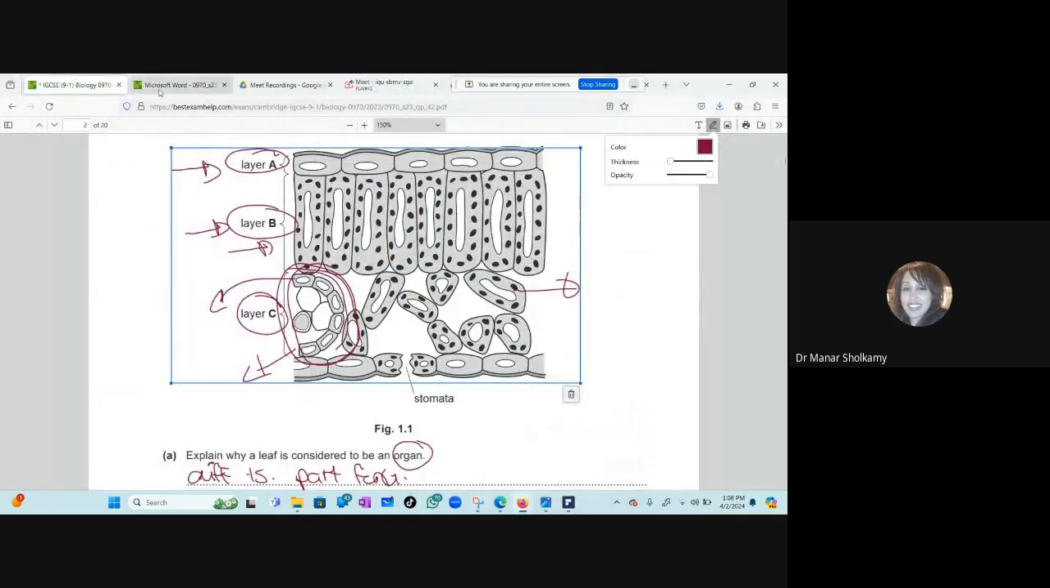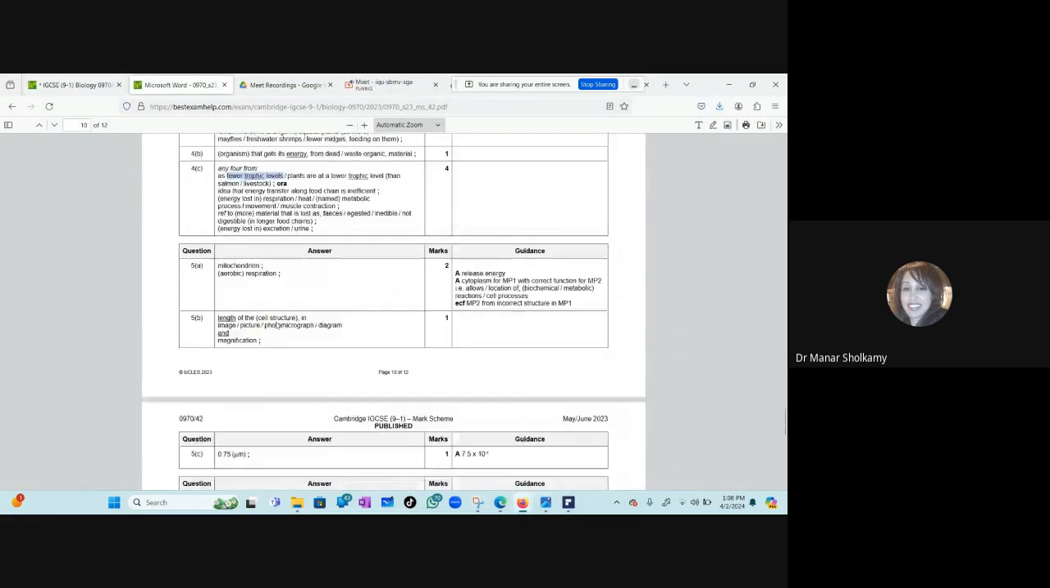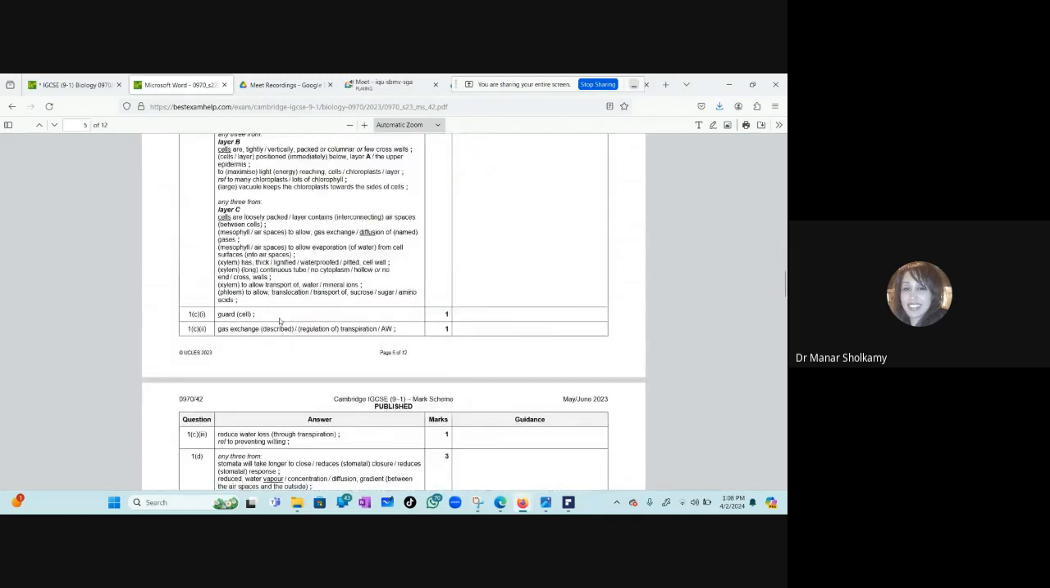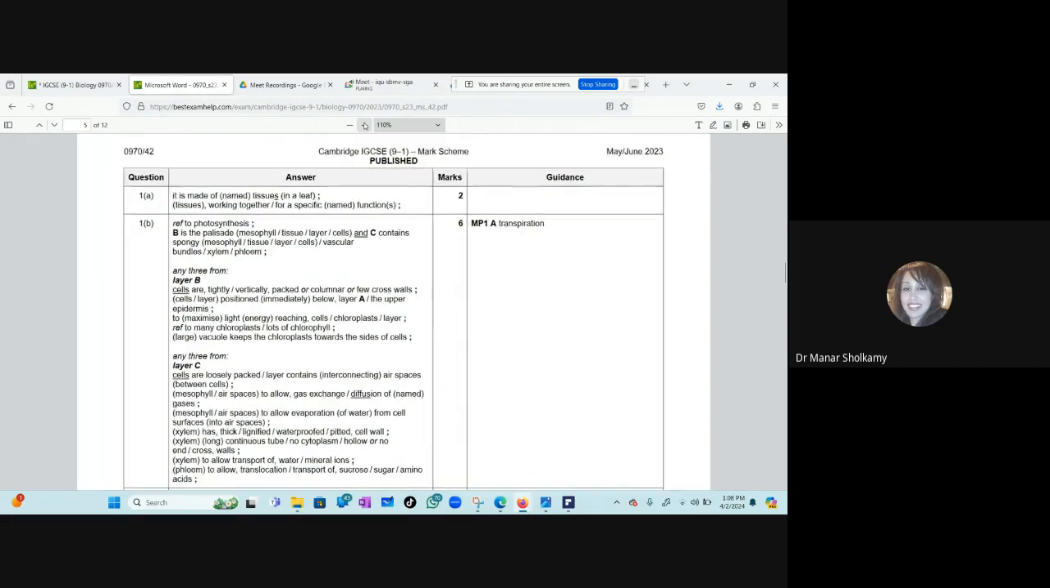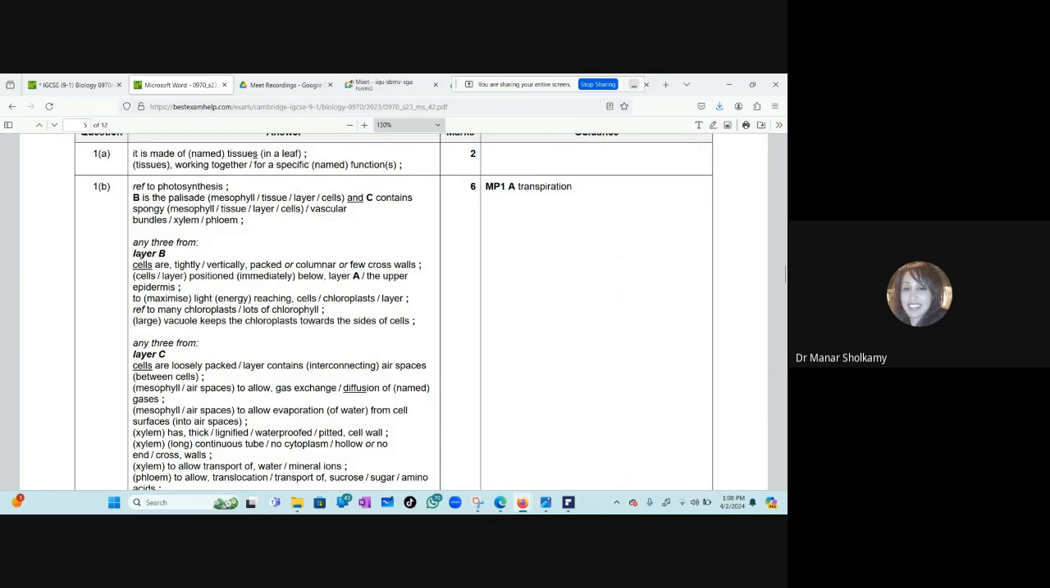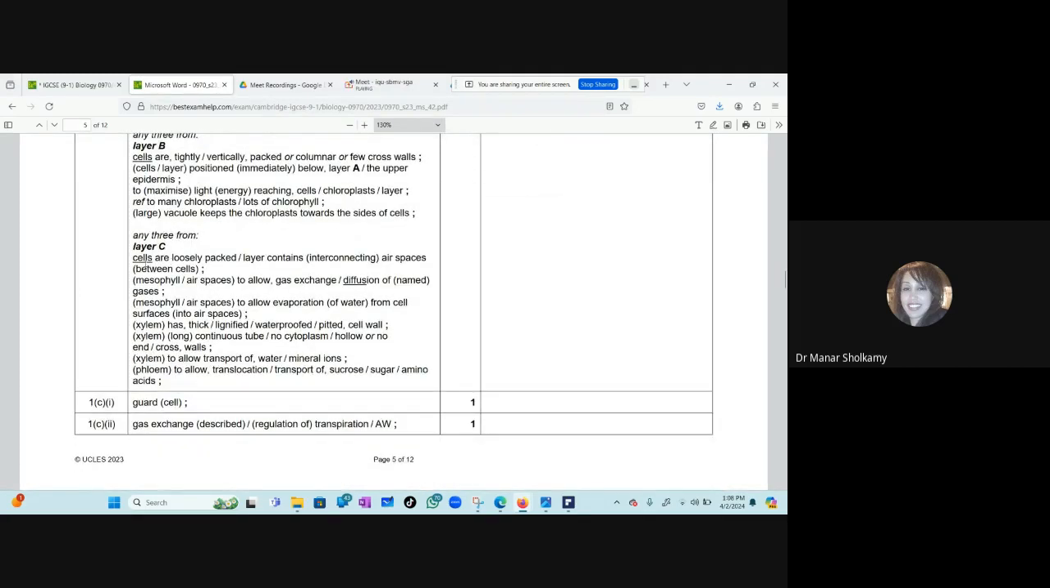Let's look at the mark scheme. This is which question? This is question 1. We're still in question 1. Here, you will talk about the palisade mesophyll, and you will refer to photosynthesis and the chloroplast, and then you will talk about the spongy mesophyll. We're still in layer B. Cells are tightly packed. This is palisade, and immediately below the upper epidermis for light energy, for chloroplast, we said all this. And then we'll talk about the spongy mesophyll. The cells are loosely packed with many air spaces. We also said that is for gas exchange.